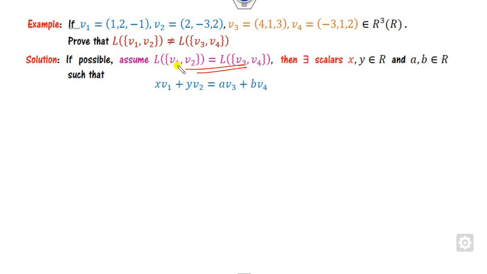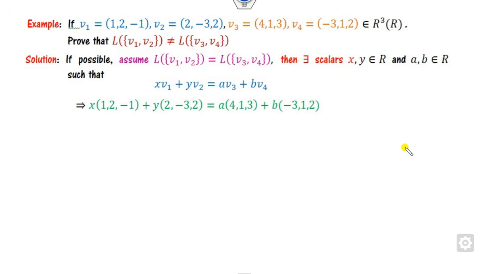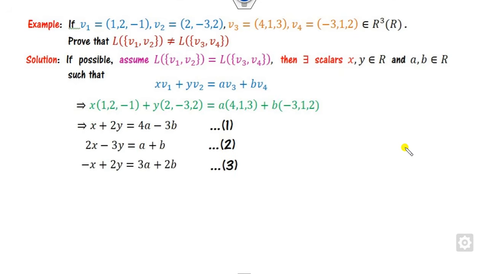What is the meaning of the linear span? I can write this as a linear combination over the field R. I can substitute the values of V1, V2, V3 and V4, and our target is to find the coefficients. If you are able to find these values successfully, then we can say yes, it is in the linear span, otherwise not. Now you can equate the coefficients, and you will get this here.